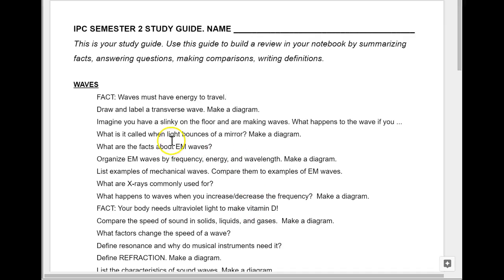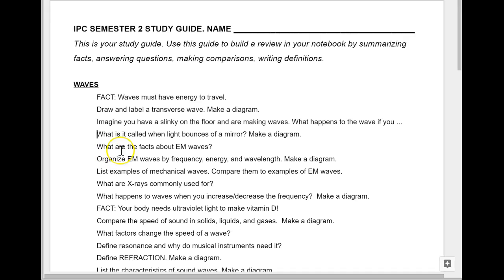Let's look at the next one. What is it called when light bounces off of a mirror? Imagine you're standing in front of a mirror and you shine a laser on it. The laser is going to bounce off of that. That is called reflection. You should make a diagram showing a light beam hitting a mirror and bouncing off at exactly the opposite and same angle.